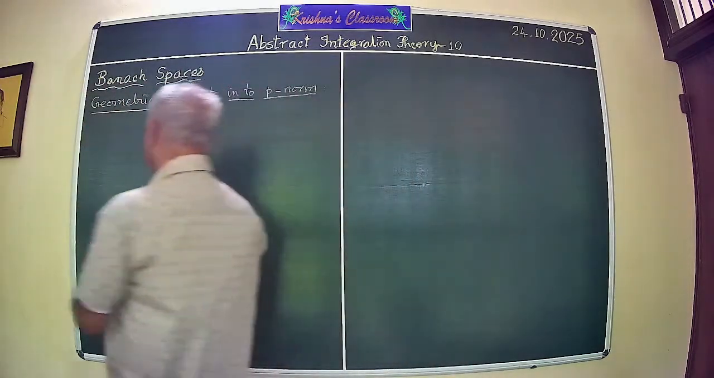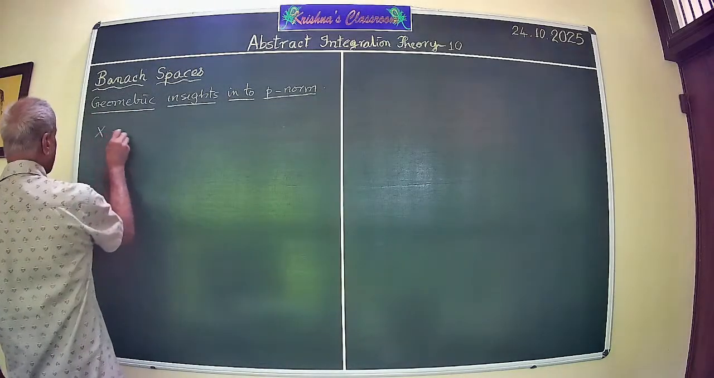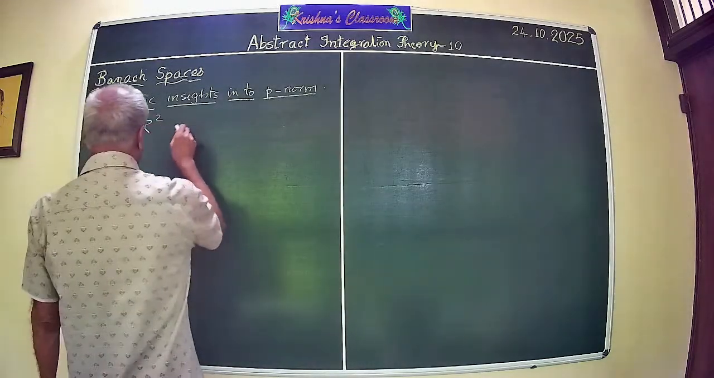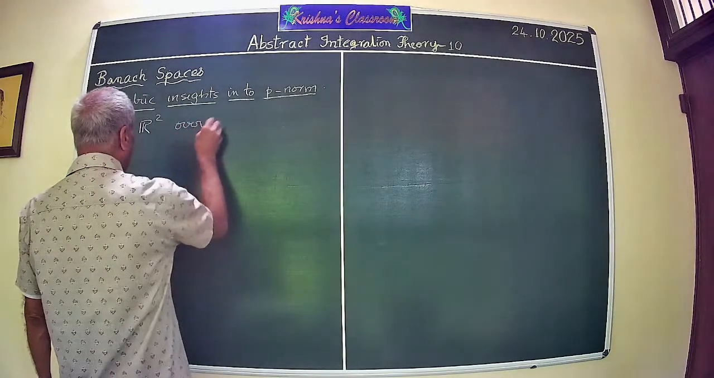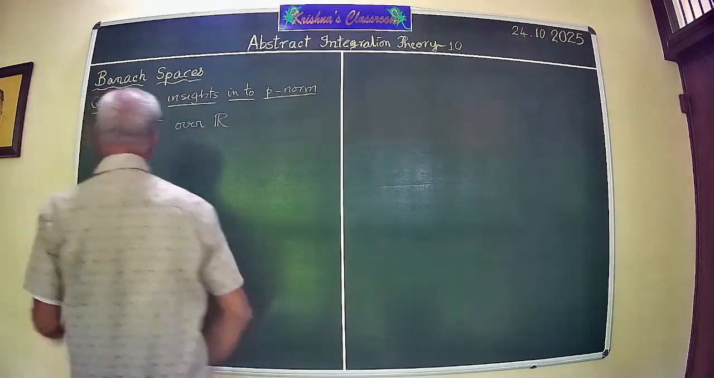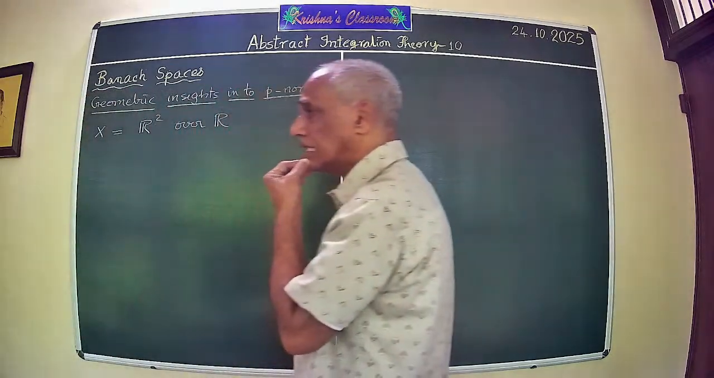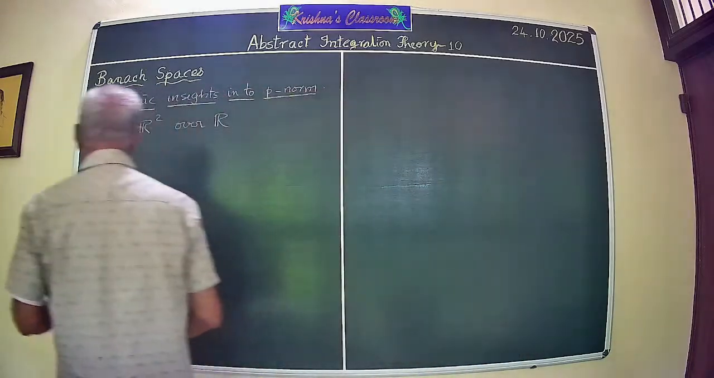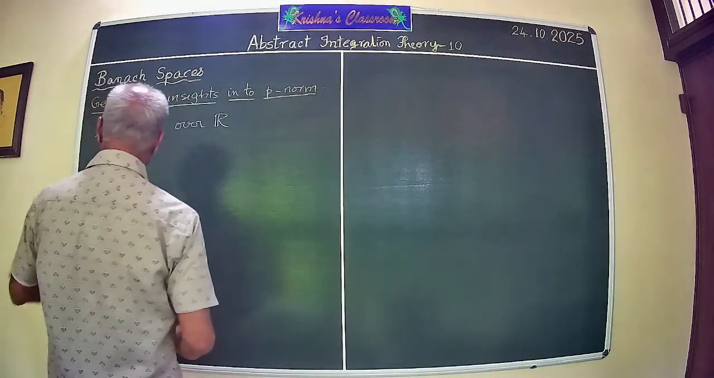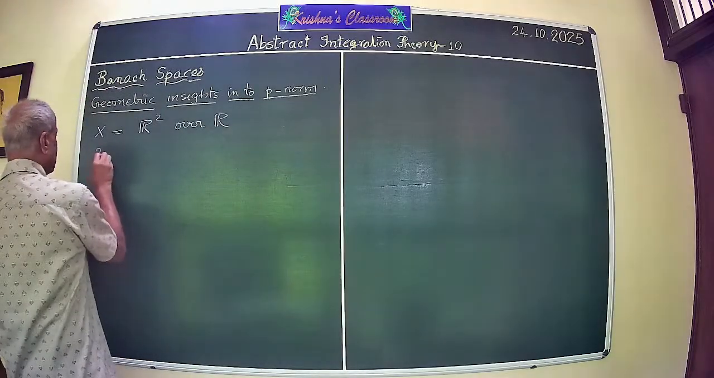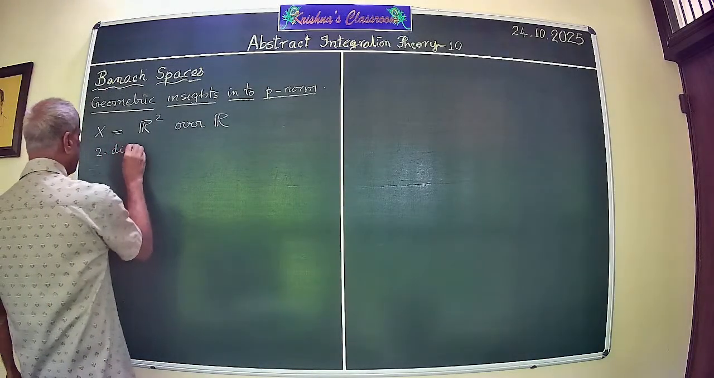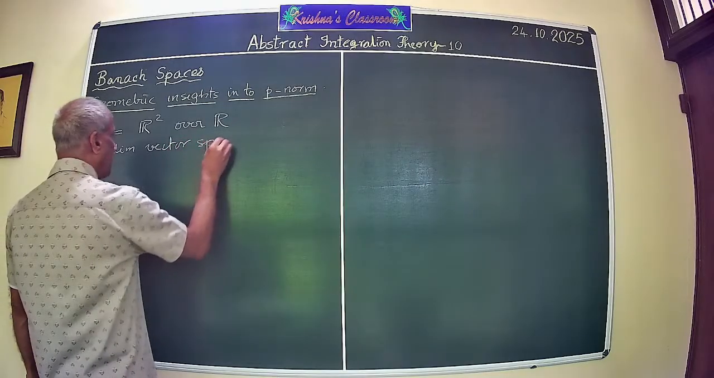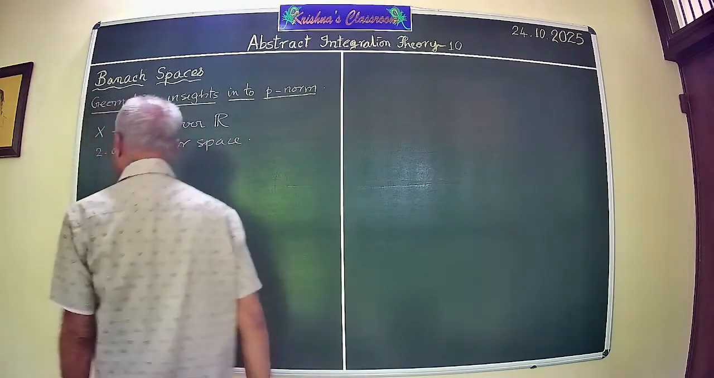So we take X to be equal to R2 over R. It's a two-dimensional vector space, and it's finite dimensional, therefore.